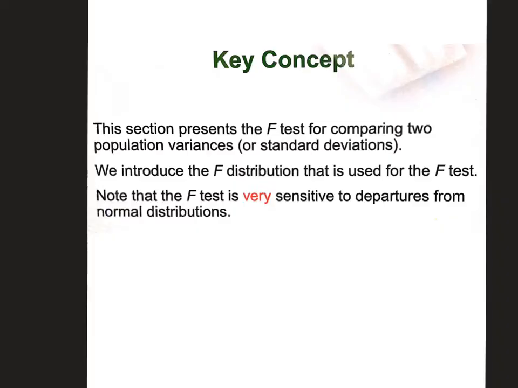So here we go. Key concept for this section: it's going to present the F-test, which is a new test for us for comparing two population variances or standard deviations. We introduced the F distribution, which is used for the F-test, a bunch of Fs. Know that the F-test is very sensitive to departures from normal distributions. It must be a fairly normal, pretty close to normal distribution in order to use the F-test.